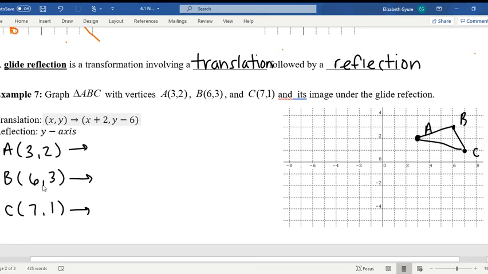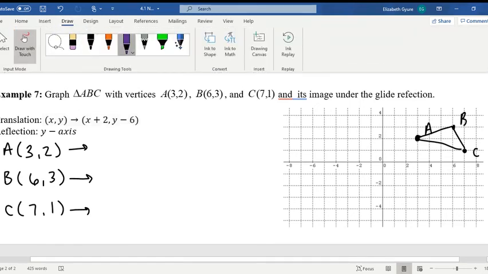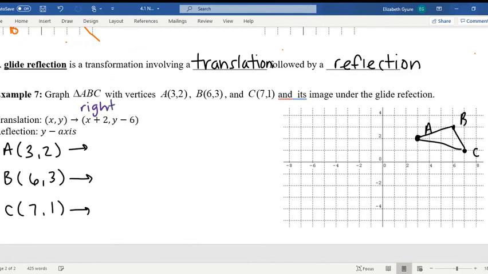Okay. Now, if we're going to translate it using this rule, x plus 2, y minus 6, can someone explain to me what this means? Where's my picture going? Up, down, left, right, how many units? It's going to go right 2 and then down 6. Okay, so this means right 2 and then down 6.